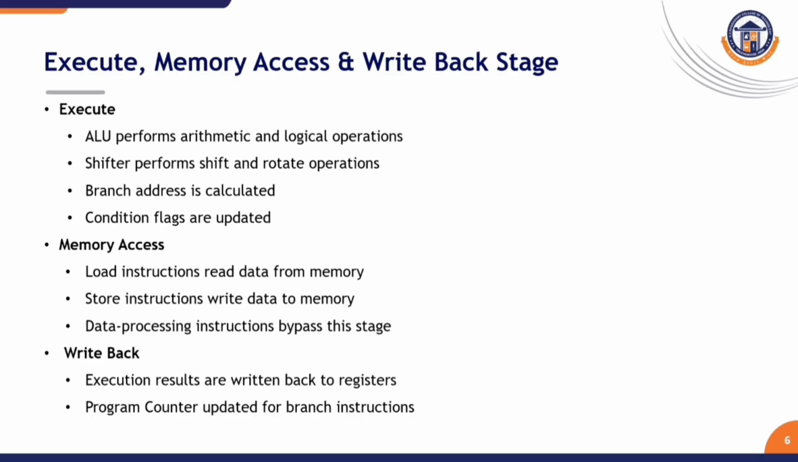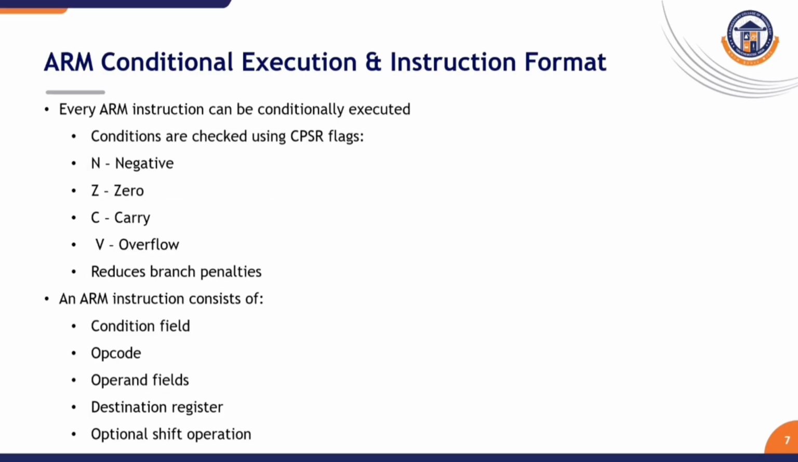Next, we are going to discuss ARM conditional execution and instruction format. One unique and powerful feature of the ARM architecture is conditional execution. So what is meant by conditional execution? Every ARM instruction can be executed conditionally. Conditions are checked using CPSR flags: N for negative, Z for zero, C for carry, and V for overflow. This feature reduces the number of branching instructions, minimizes pipeline stalls, and improves performance.